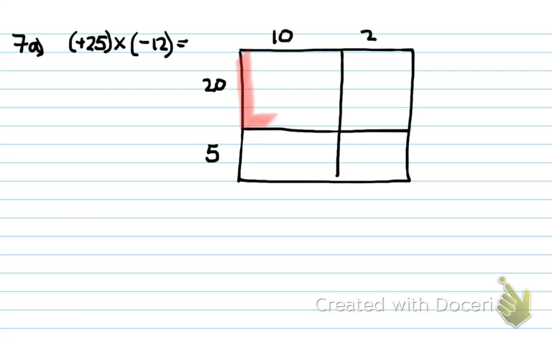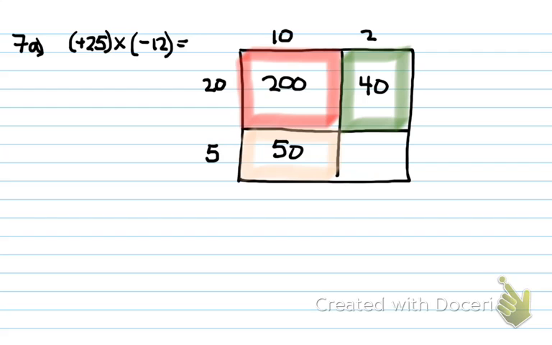Now in this little rectangle, we're going to multiply 10 times 20, and that's going to give us 200. And in the next square, it's going to be 2 times 20, and that's going to give us 40. And in this square right here, we're going to have 5 times 10, which is going to give us 50. And in the final square, add a little bit of color so it doesn't feel lonely, we're going to have 5 times 2, which is 10. So that's how the rectangle model is going to look for this.